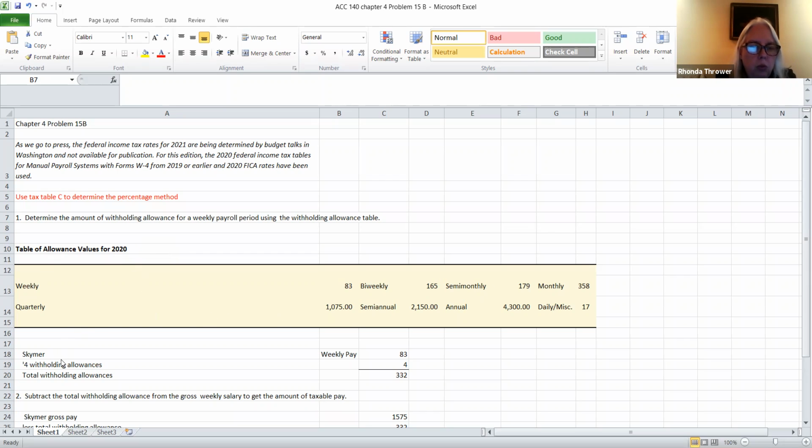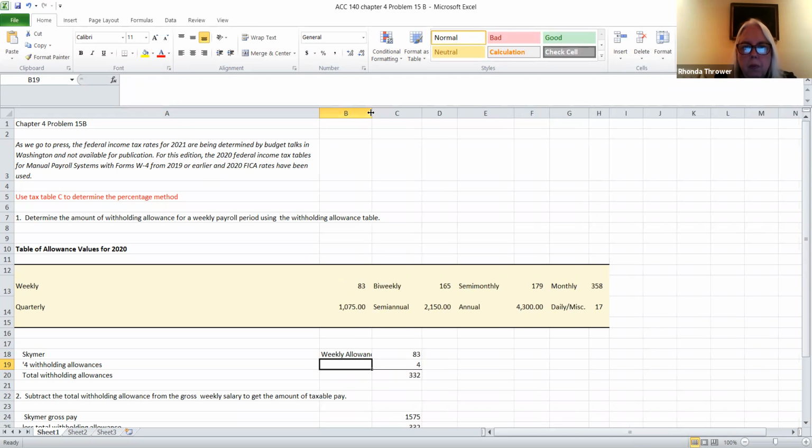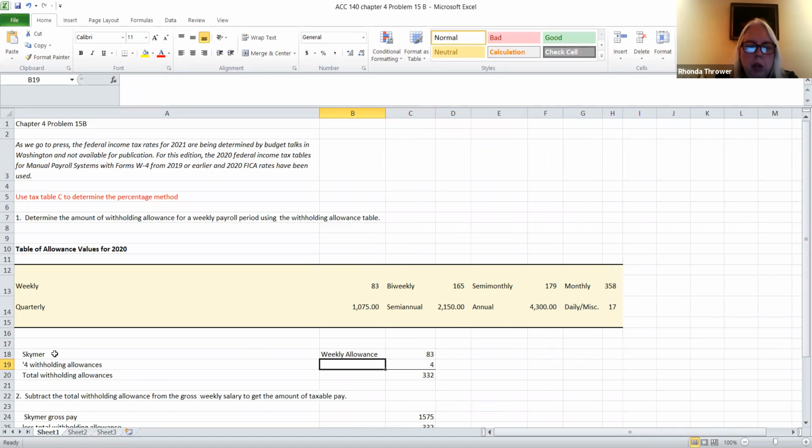The first employee that we want to work with is Skymer, and this is not weekly pay here, but this is the weekly allowance. So I'm going to change that to where it says allowance. The weekly allowance for Skymer, because he's paid weekly, is going to be $83. This is the table. It has $83 on that. And what that means is he is claiming 4 withholding allowances. So he could claim himself, he could claim his wife, he could claim 2 children.